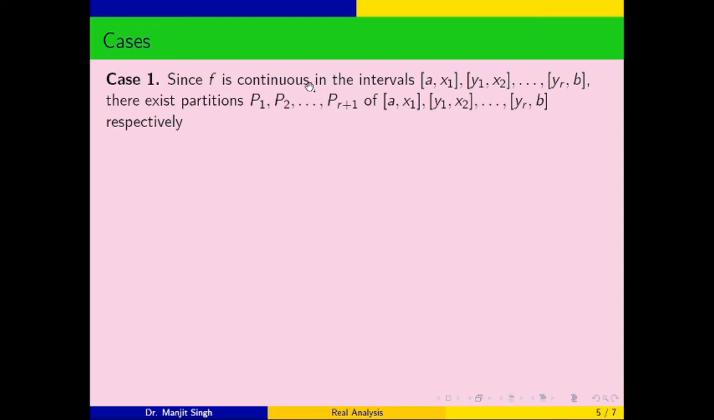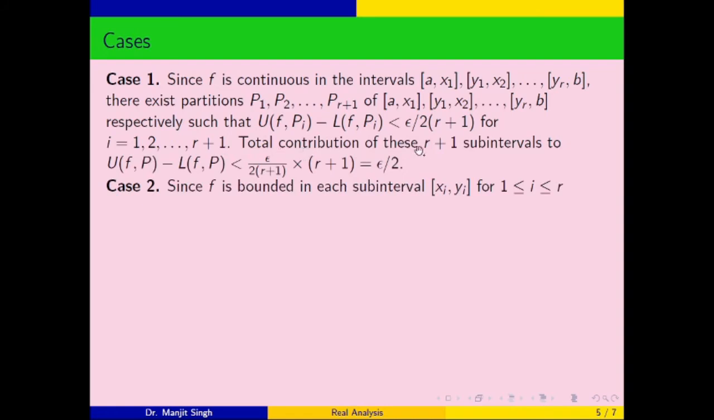The function is integrable. So by the definition of integrability, there exists a partition p1, p2, ..., p(r+1), such that the difference of the upper sum and lower sum can be made however small. So we take here epsilon by 2(r+1), and it is true for every partition pi. Now the total contribution of all these subintervals to this sum difference cannot exceed, because each one's contribution is epsilon by 2(r+1).